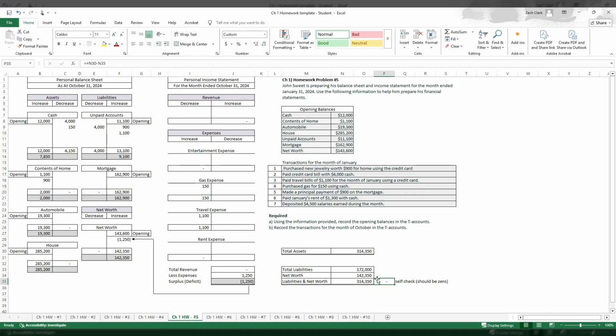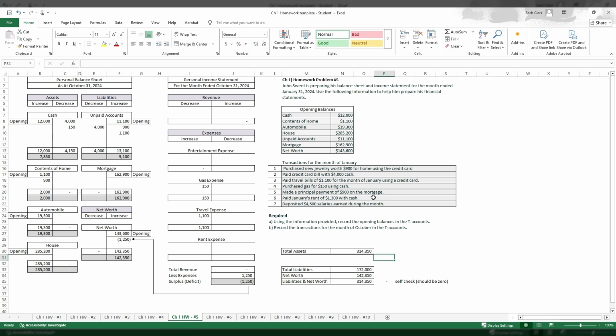You can glance over and make sure you don't make a typo by checking your figure here. If this becomes something other than 0, and this little hash mark is 0, that is the 0 that comes in as shown when you have this accounting formatting selected. But that is a 0. It means we're still in balance, and that's great.